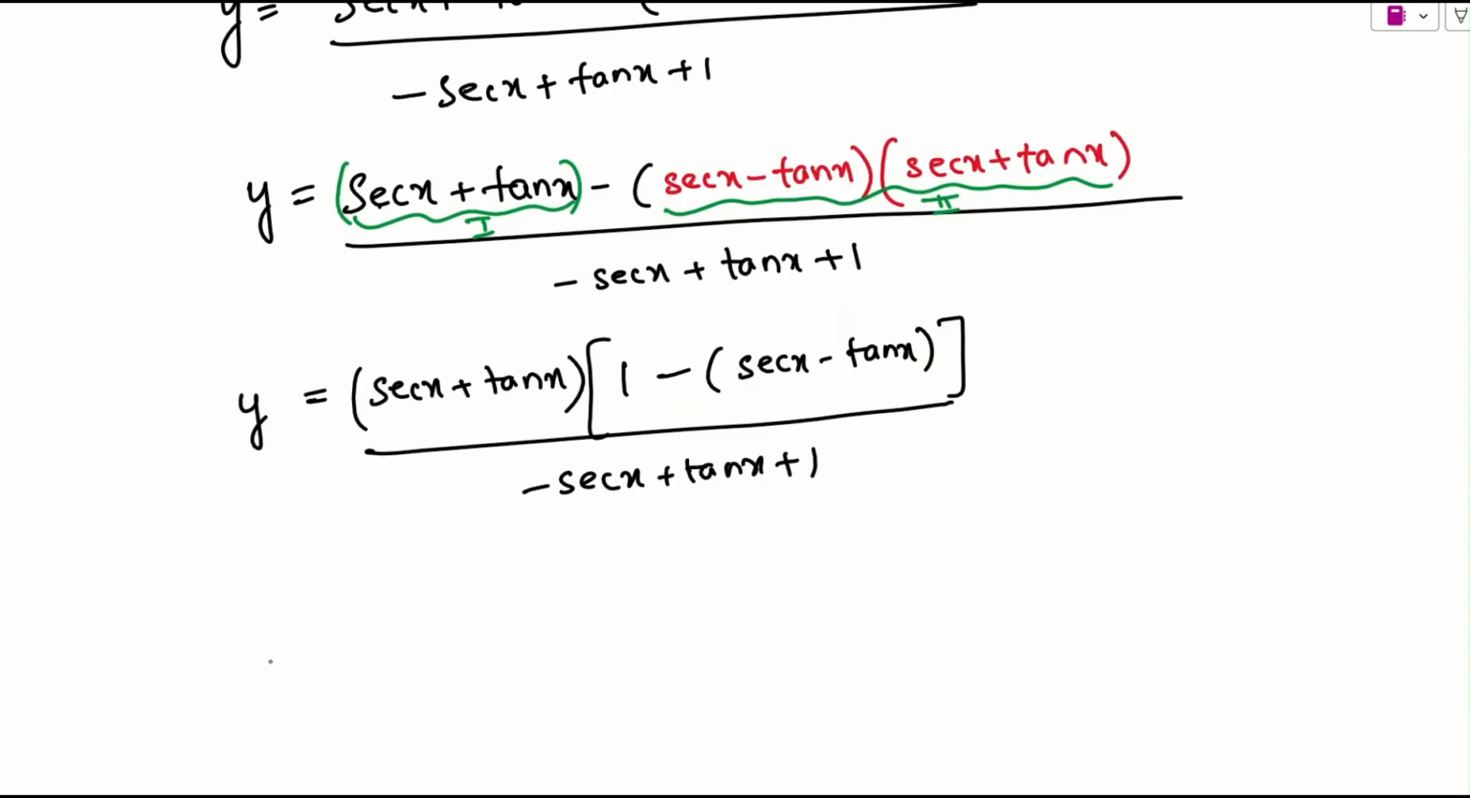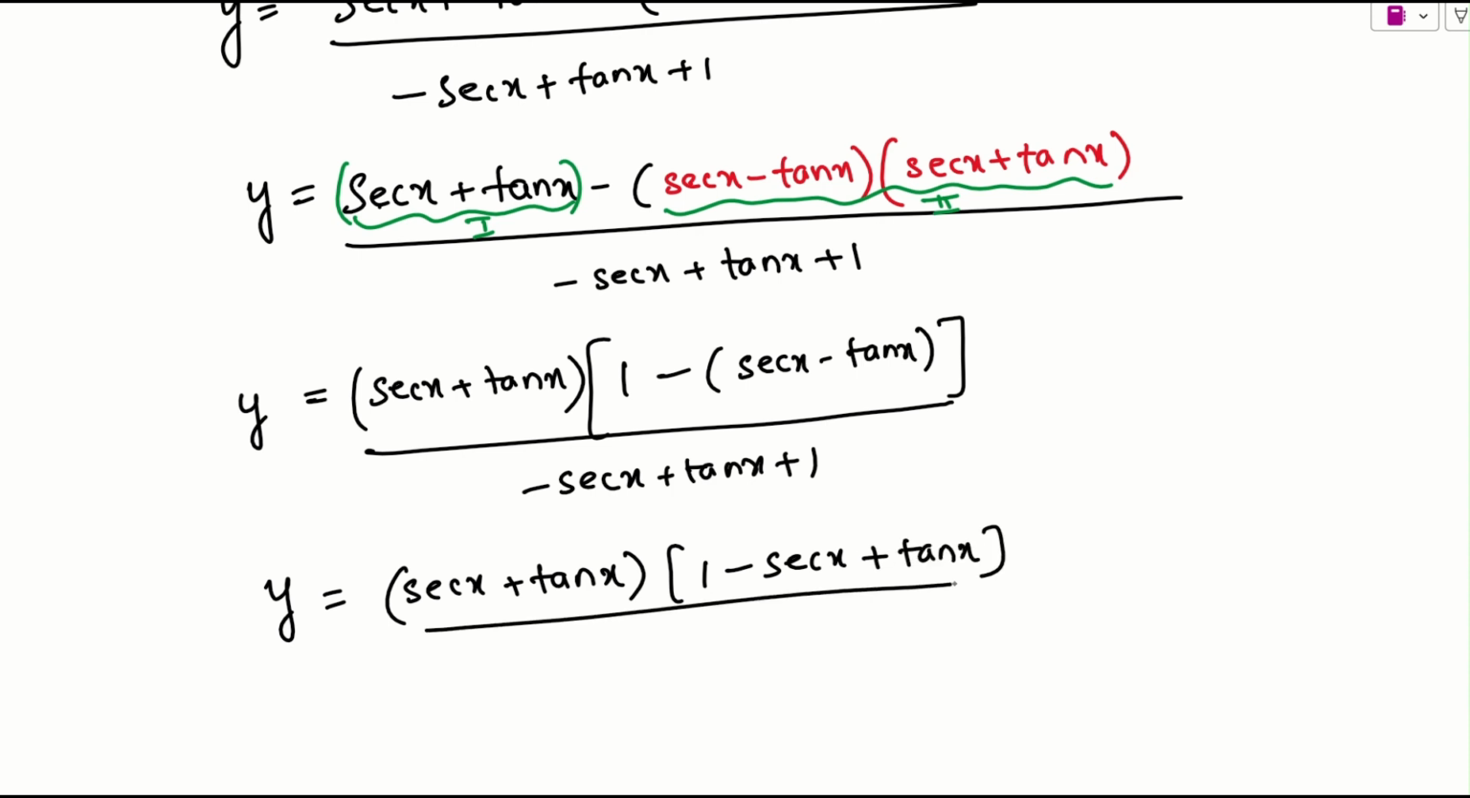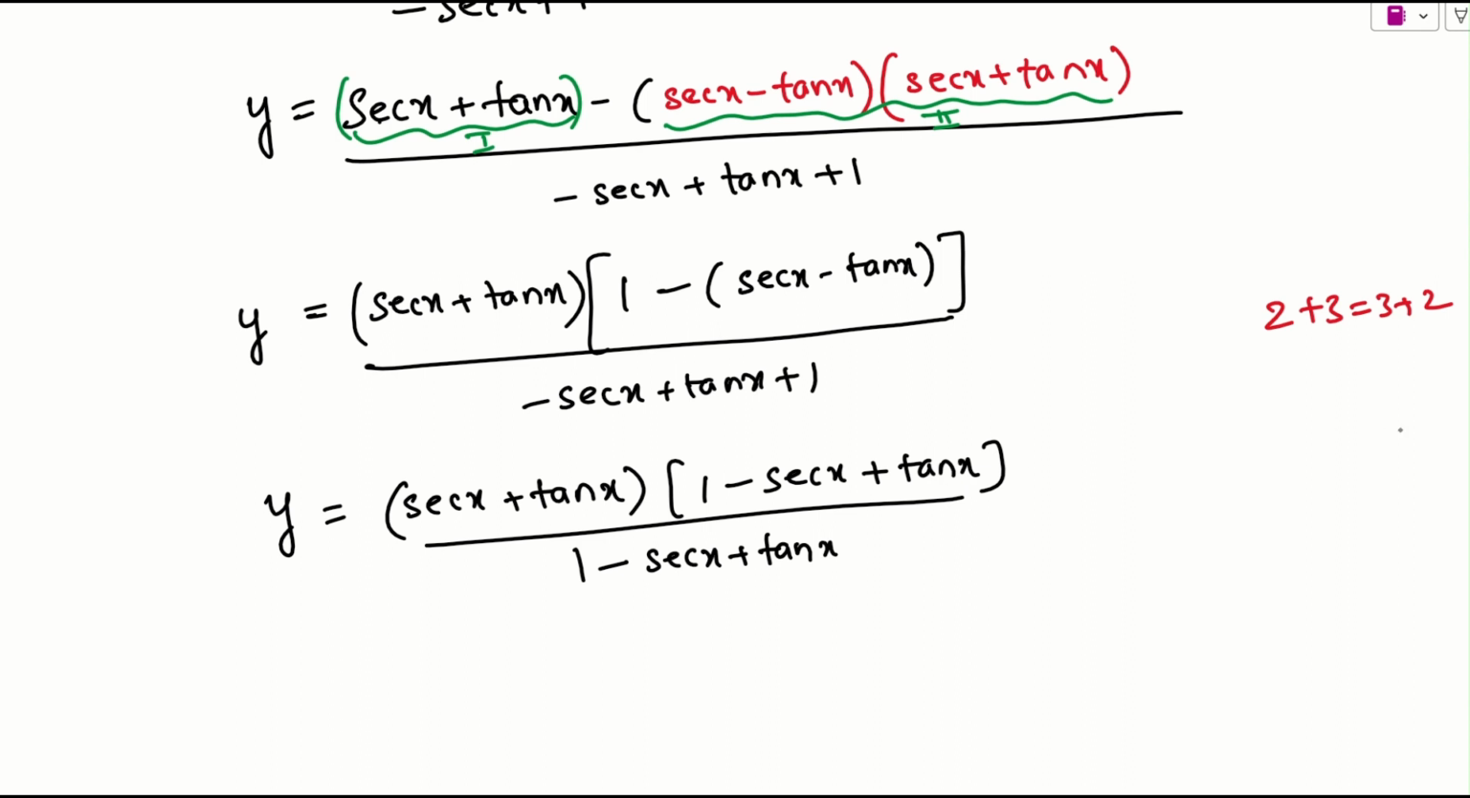Now y equals the common factor taken outside as it is. In the numerator, minus is there, so we multiply minus inside, which will be 1 minus secant x, and minus of minus becomes plus tan x. For the denominator, I can rewrite it. We know that 2 plus 3 is the same as 3 plus 2. So I'll write 1 first, then the secant term, then the tan term. I'm just rearranging the terms, not changing anything.